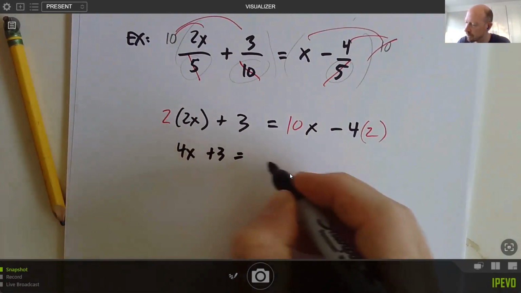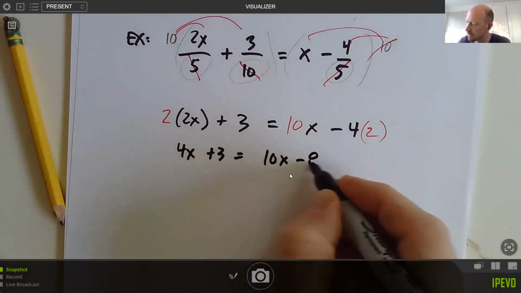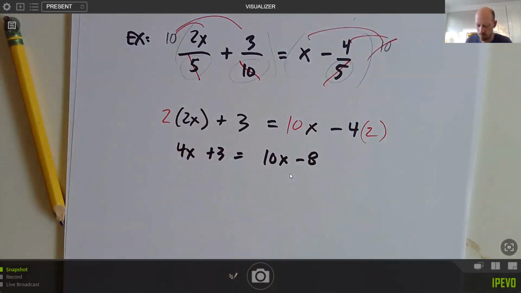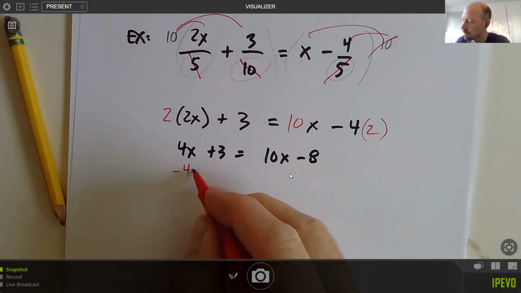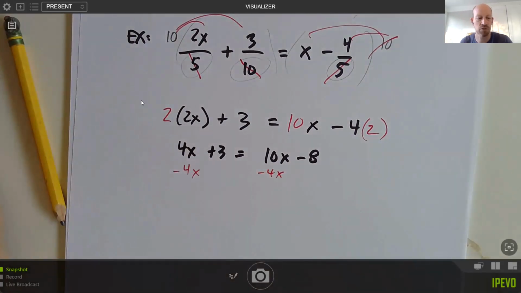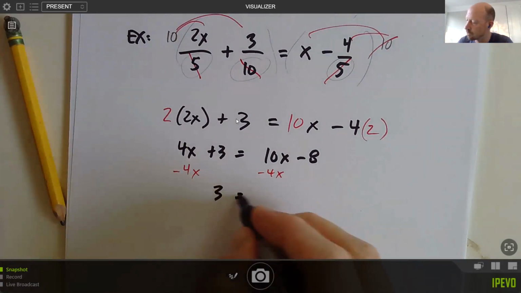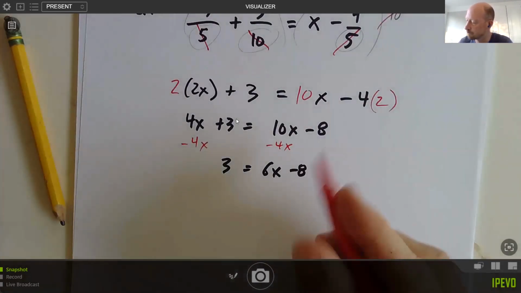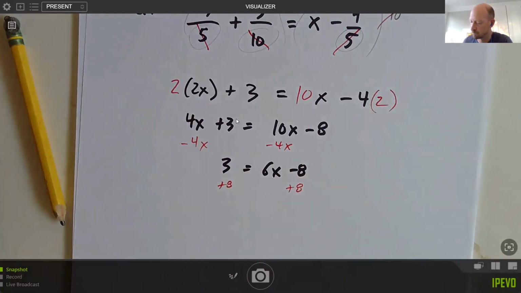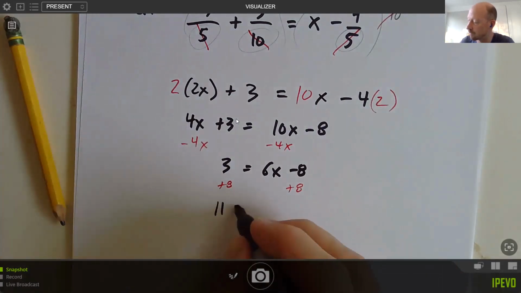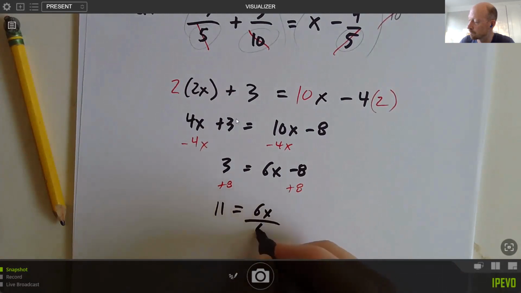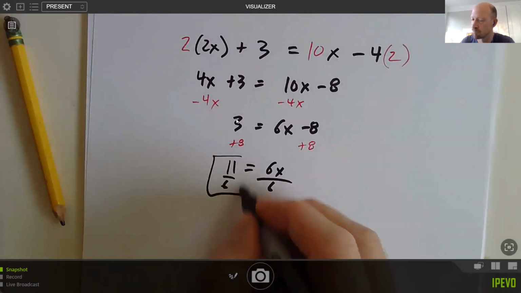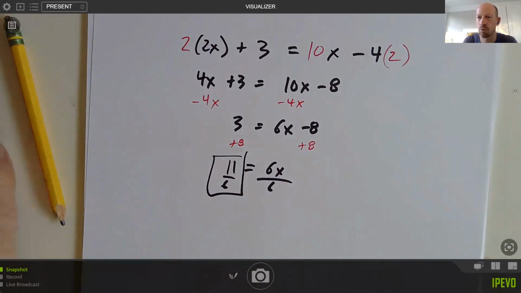4x plus 3 equals 10x minus 8. Subtract the 4x from both sides. Add the 8. Right, and then divide by 6. And I get 11/6.